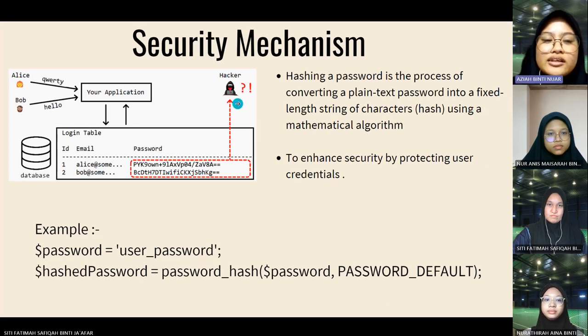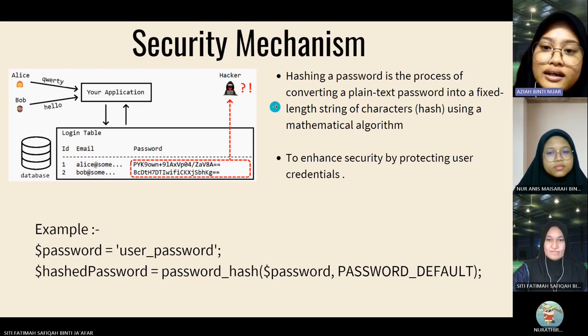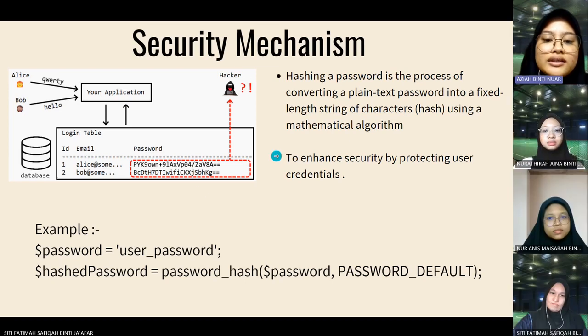Next is security mechanism. Hashing password entered by users is one of the security mechanism in database. Hashing password is the process of converting a plain text password into a fixed length string of character using mathematical algorithm. This is to enhance security by protecting user credential. Below is the example of the SQL step.